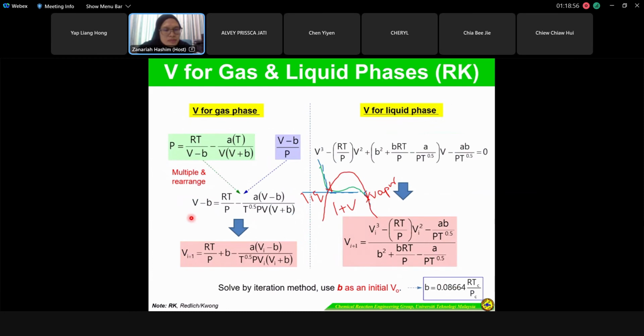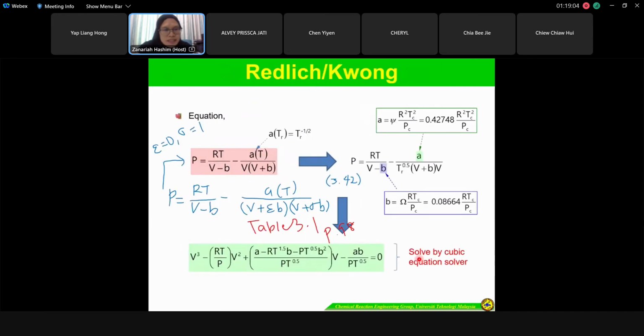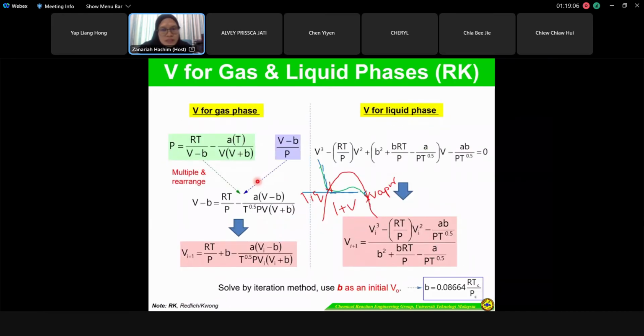So in this case, after rearrangement and then you solve using the cubic equation solver, you will get two types of root, two types of solution for the V. The first one is the V for gas phase, and then you have the V for liquid phase. Okay.